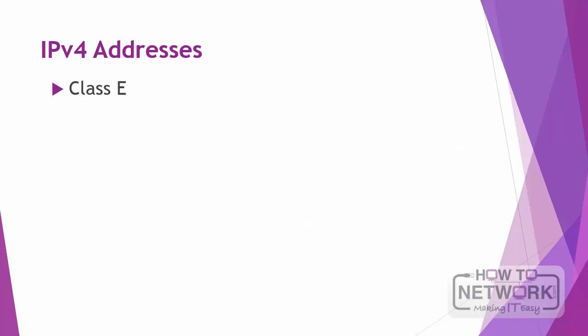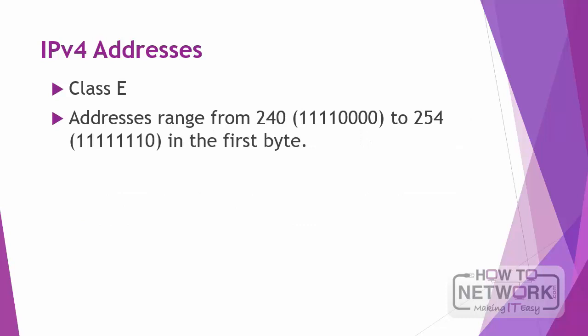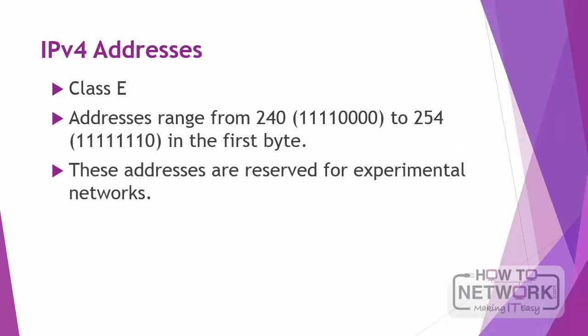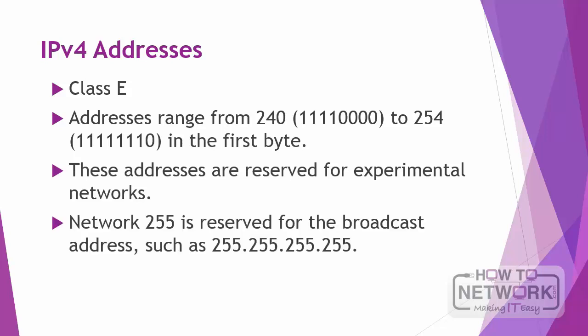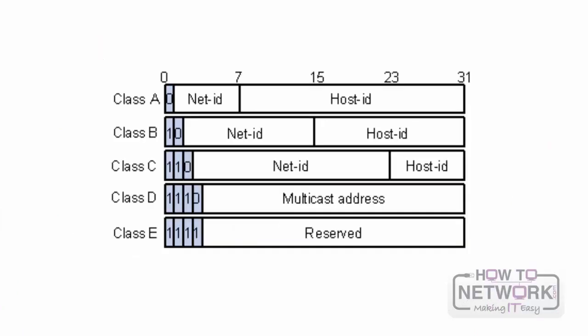Class E addresses range from 240 to 254 in the first byte. These addresses are reserved for experimental networks. Network 255 is reserved for the broadcast address, such as all 255s. Again, take a look at this table and you will see the summary of the IPv4 address classes. Each address class can be uniquely identified in binary by the high order bits.